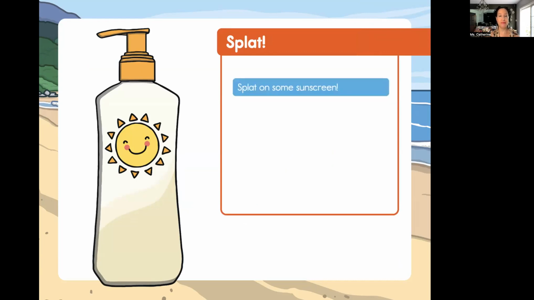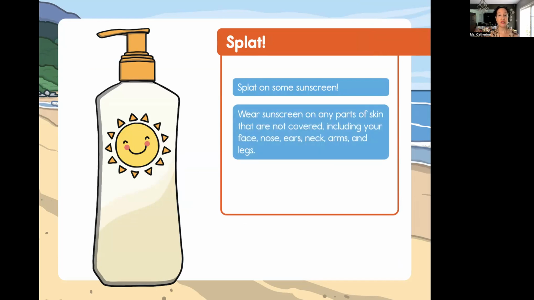Okay, so we want to splat on some sunscreen. Let's say this again just for fun. Splat on some sunscreen. That is a tongue twister, right? All the S's. We wear sunscreen on any parts of skin that are not covered, including your face, your nose, your ears, your neck, your arms, and your legs.